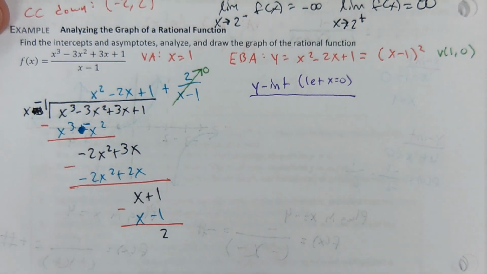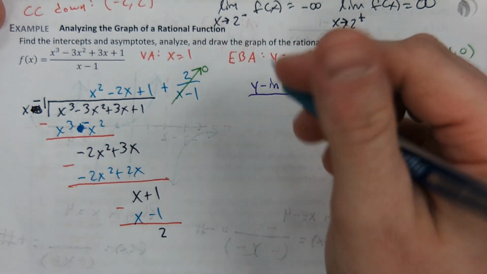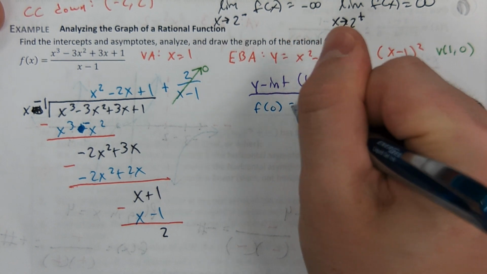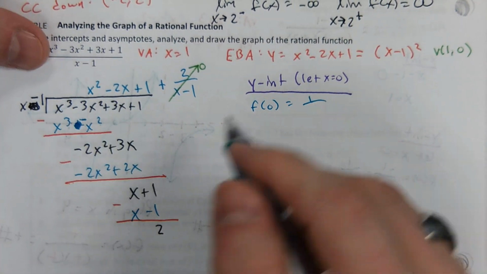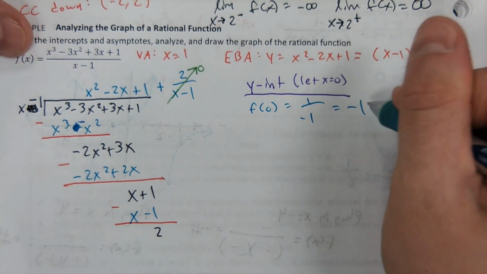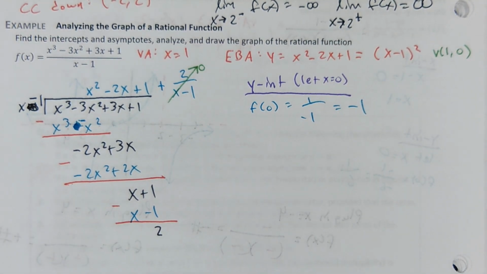Let's see, f of 0, what are we going to get? I'm going to get 0, 0, 0 plus 1 over 0 minus 1. Oh, my y-intercept is at -1. I think we're ready to go.